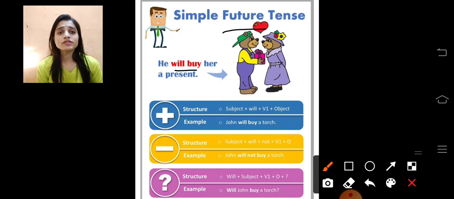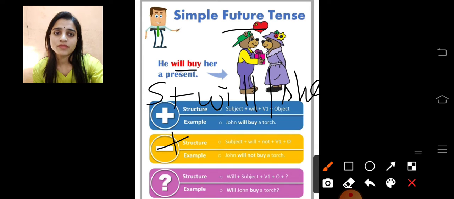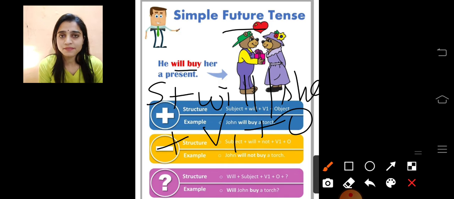If we talk about the structure of simple future tense, then you have the subject plus will or shall, then your verb's first form, and then your object. So this is the simple structure of simple future tense. Let us understand it with the help of some examples, plus where should we use the simple future tense.